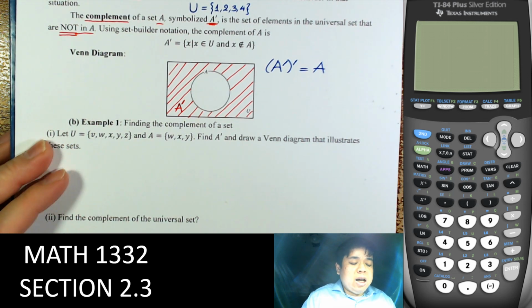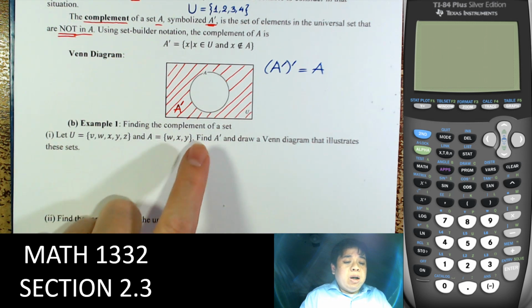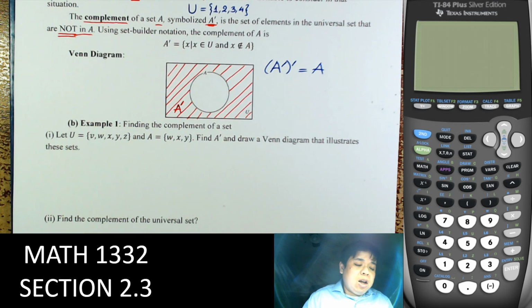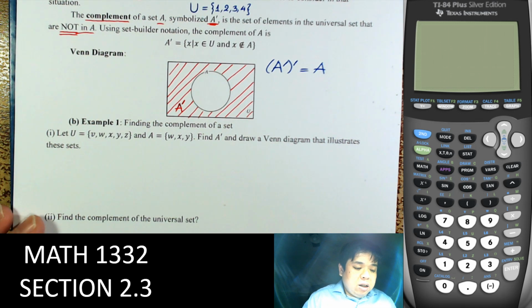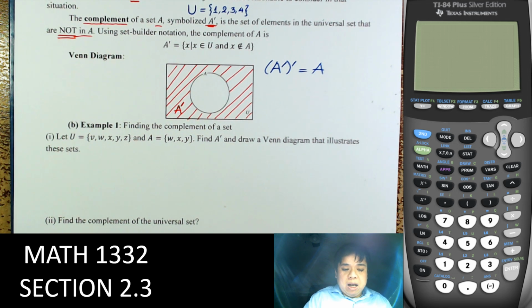Let U be the set V, W, X, Y, Z. Find the complement of A if A is W, X, Y, and draw a Venn diagram that illustrates these sets. Find the complement of the universal set, and then what is the complement of the empty set.